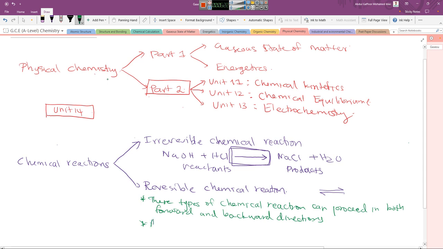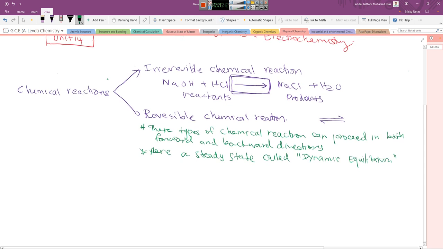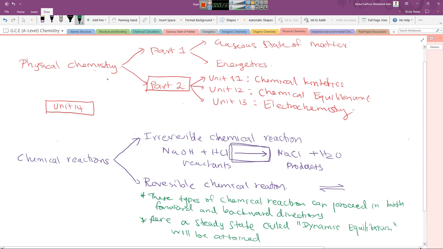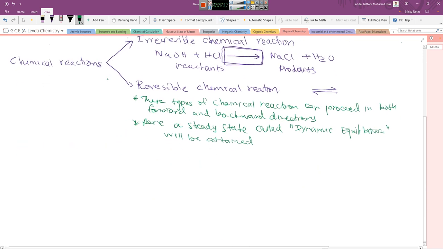So here a steady state called dynamic equilibrium will be attained. We will be talking about dynamic equilibrium and the process for it in detail in our 12th unit. So what I wanted to tell you is that in chemical kinetics we will be dealing with irreversible chemical reactions, and only in the 12th unit will we be dealing with reversible chemical reactions.